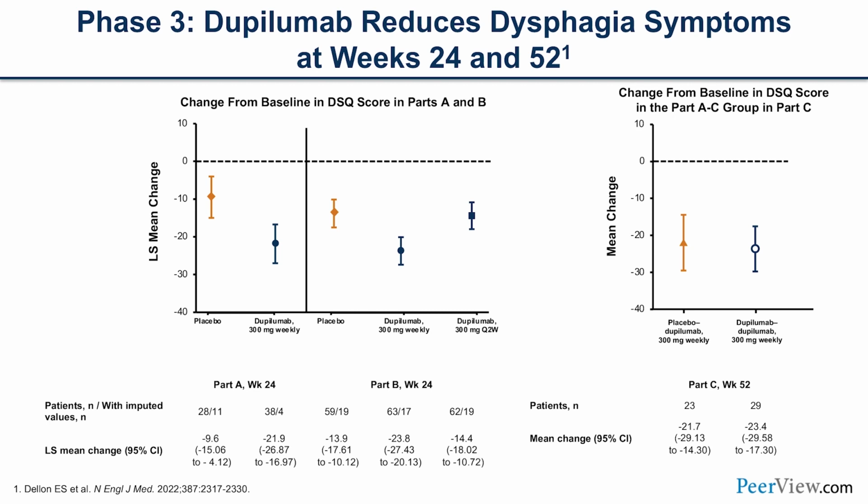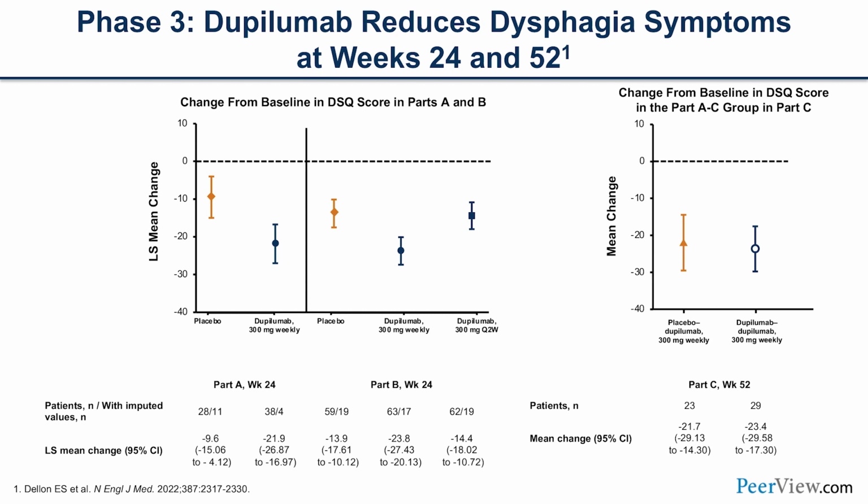The first co-primary endpoint in this phase 3 study was related to severity of dysphagia symptoms, and Dupilumab reduced dysphagia symptoms both at week 24 and at week 52. You can see in the graph on the left, in the first part of this study, which was called Part A, weekly placebo shots were compared to weekly Dupilumab shots at 300 milligrams weekly, and there was significantly larger decrease in dysphagia symptoms as measured by an instrument called the DSQ, or the Dysphagia Symptom Questionnaire.